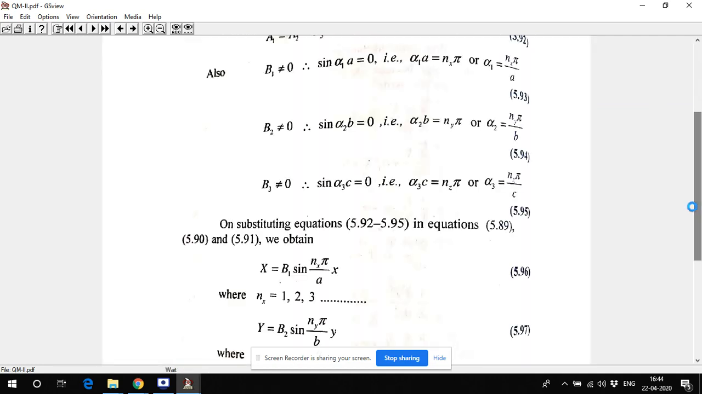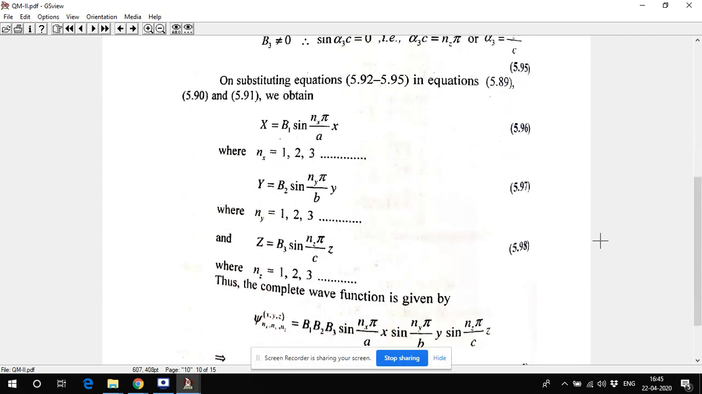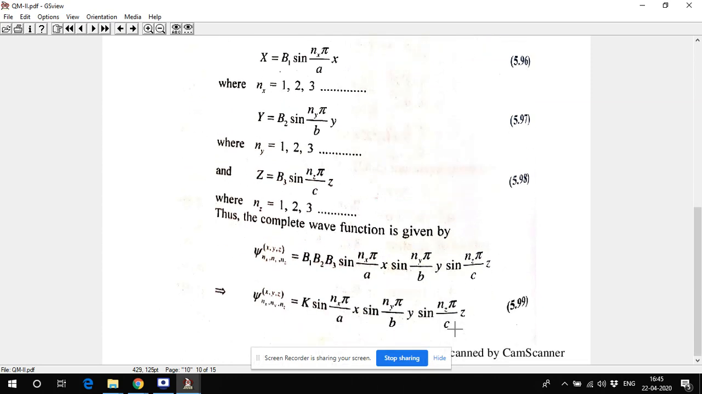And hence you can write that my wave function in the x direction will be equal to sine nx pi by a. My y will be ny pi by b, and my z will be nz pi by c, with all these constants. So now there is not one sine, there are three sines: one is x dependent, the second is y dependent, the third is z dependent. Now this overall constant is k, so I can determine the value of k once again by taking these constants b1, b2 and b3.